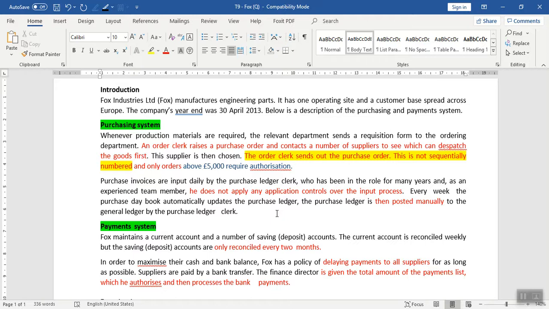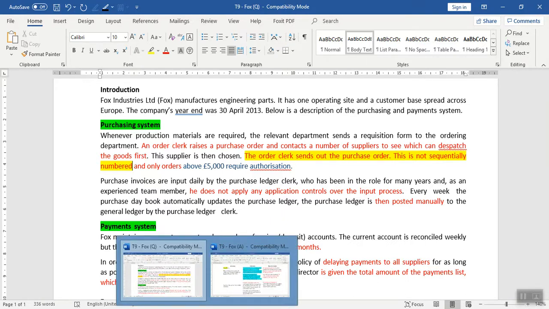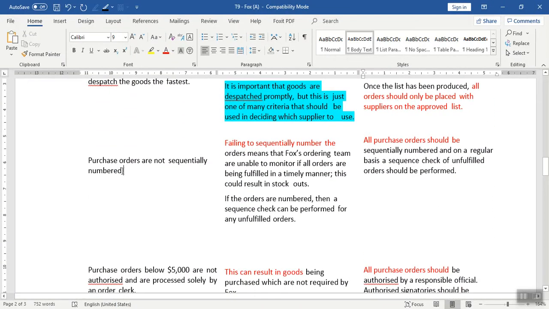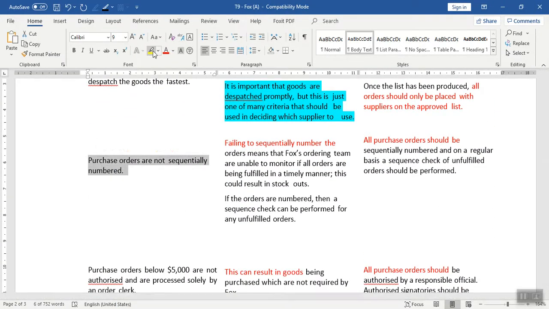Not sequentially numbered means what? The clerk might not send out the purchase order based on the need. Maybe all confused already. Okay, so the order clerk might also not be able to fulfill the order which they place first. Okay, so can you see the next one? Purchase orders are not sequentially numbered.